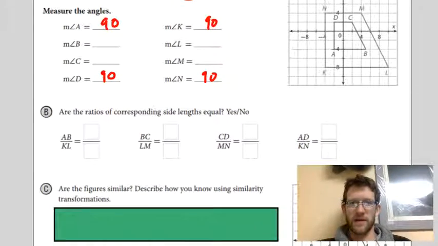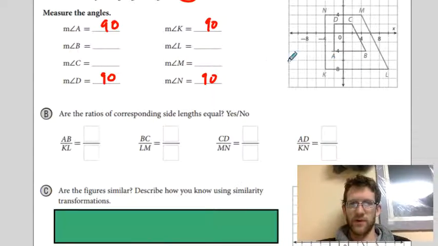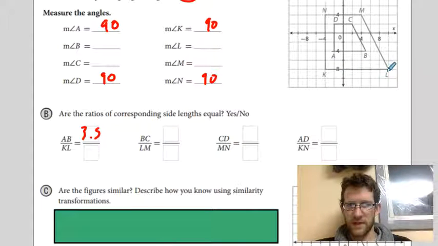And then they want us to look at the ratios of the side lengths. And this one we can do a little better. AB is 3.5, so 3.5 over 7, otherwise known as 1/2, right? If I were to simplify it.